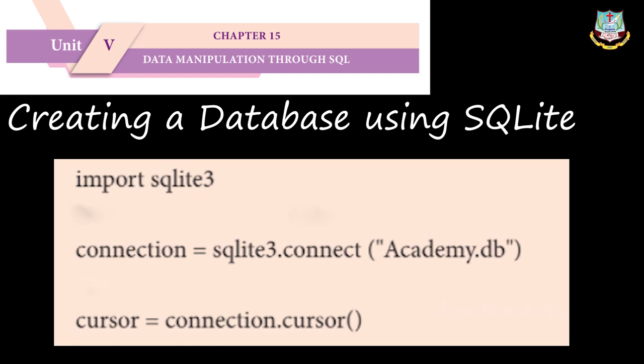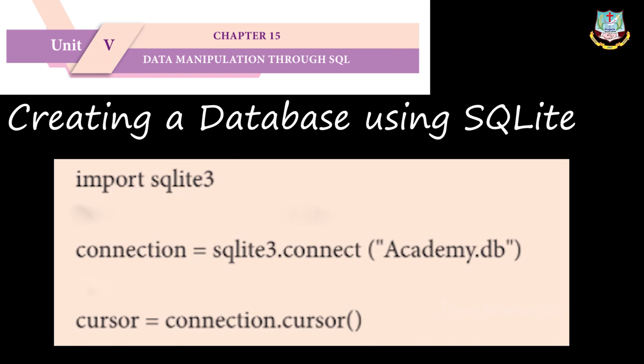Or if it is not present, if no database with the name academy is there, it will create a new database and name it academy, and it will open the new database named academy. Okay, and the next line is cursor is equal to connection dot cursor of.